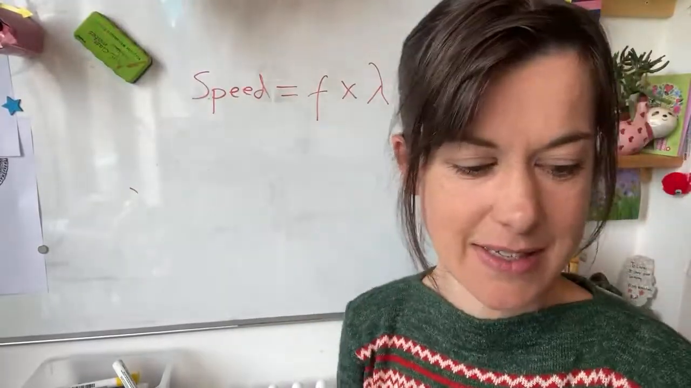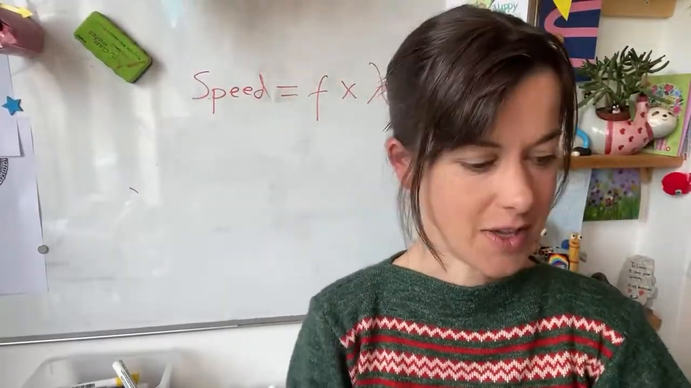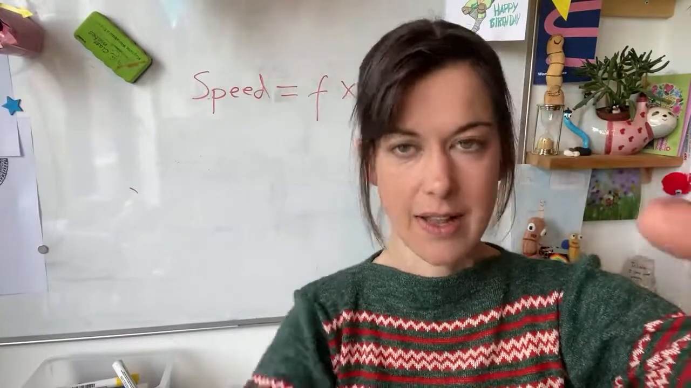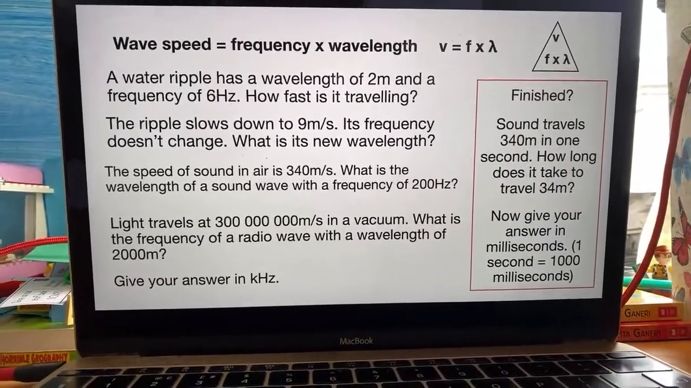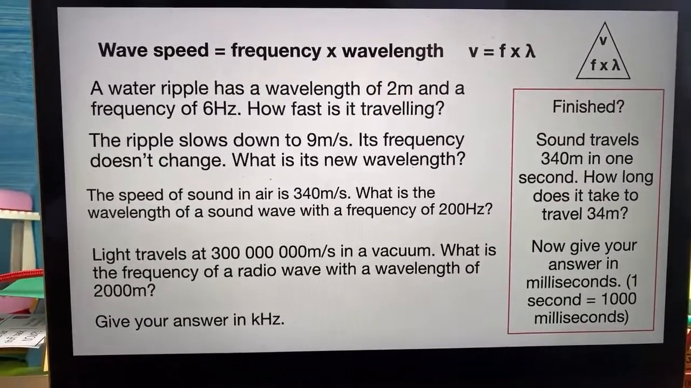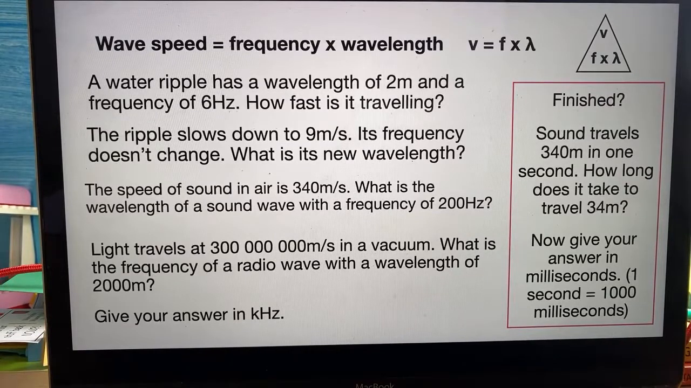But I just want you to have a little practice at that equation first of all. So if you've got a calculator on you, hopefully keeping it fairly simple here, just to give your brain some exercise using wave speed equals frequency times wavelength. There we go. V equals F times lambda, and I've even put it in a little triangle for you, for those of you who like that.